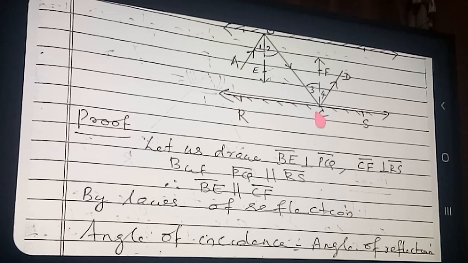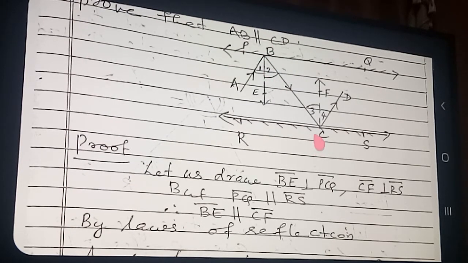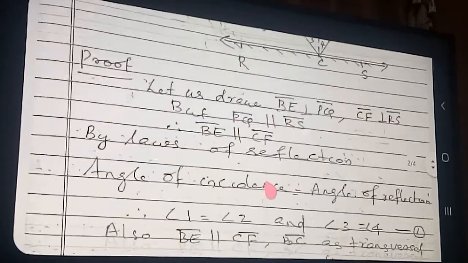BE is parallel to CF. This BE is parallel to CF. And you can take, at point B, BC as the transversal now. If BC is the transversal, what about angle 2 and angle 3? What type of angles? They are alternate interior angles.